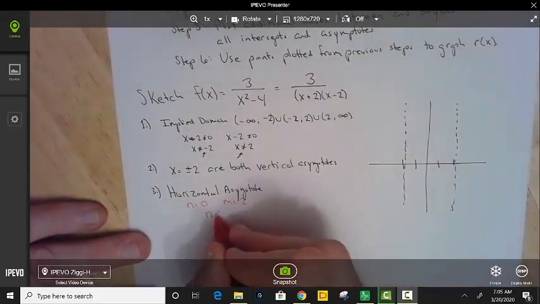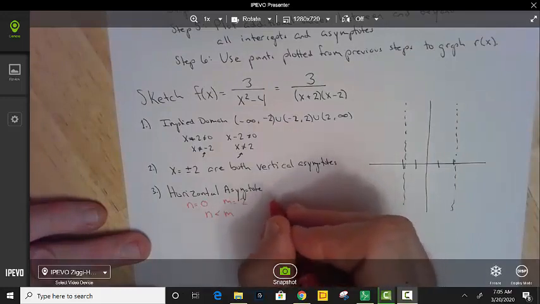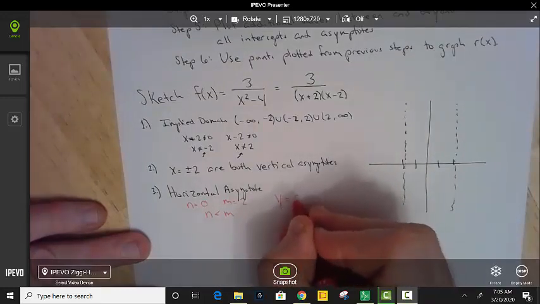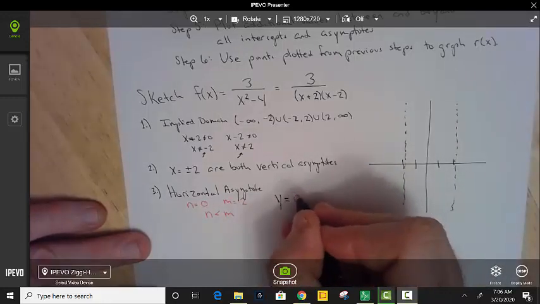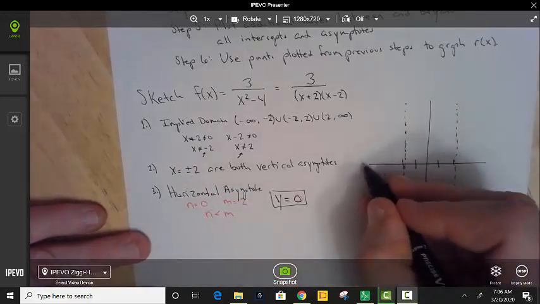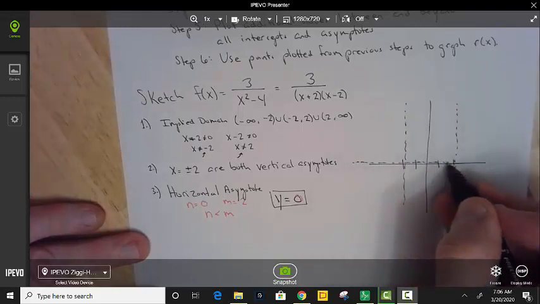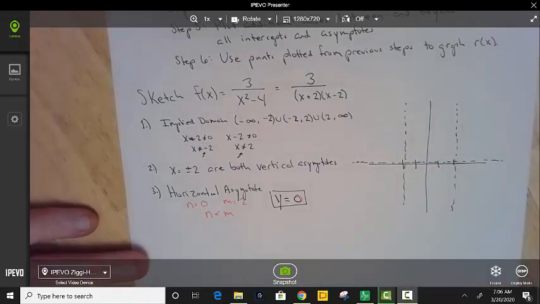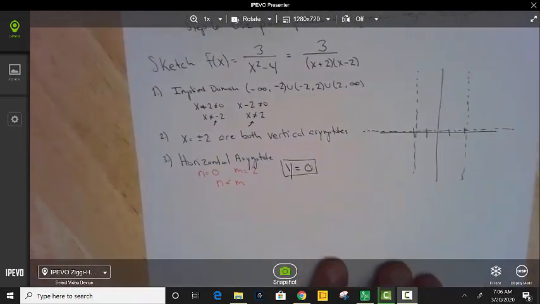And when the degree on top is less than the degree on the bottom, the horizontal asymptote is at y equals 0. Okay, and that's just a rule that you have to have memorized. Those 3 cases you have to have memorized. So what that means is we can now come in here, and y equals 0, which is our x-axis, we can draw a horizontal line. And so now we've got the starting of the graph.